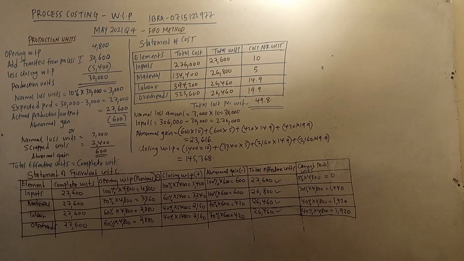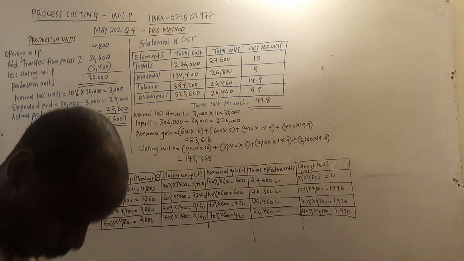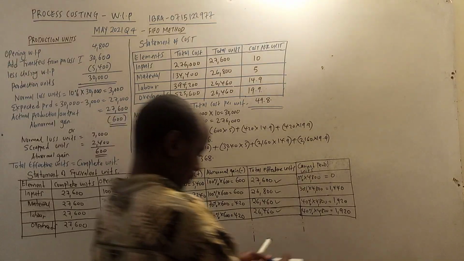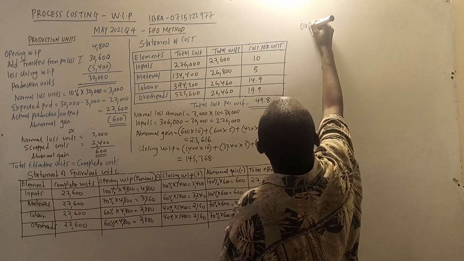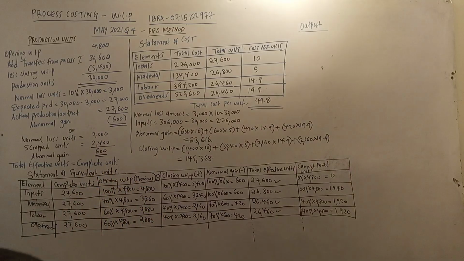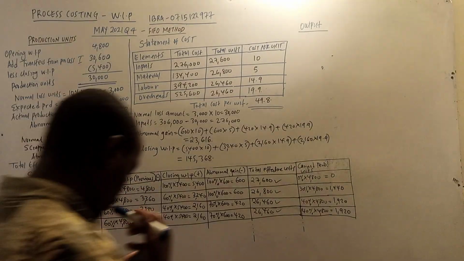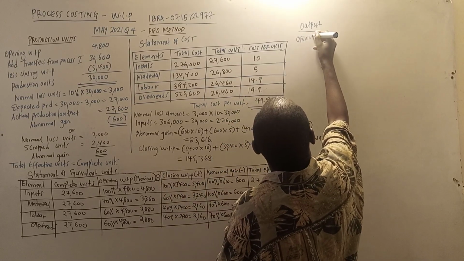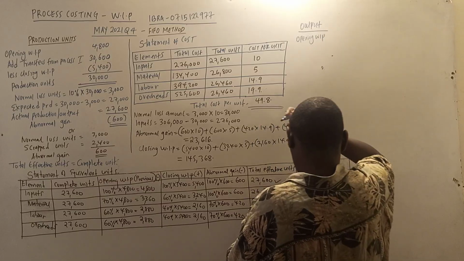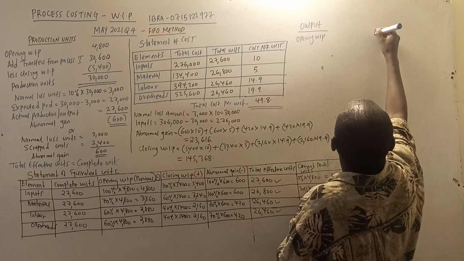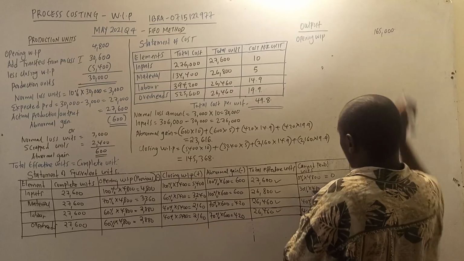Now we are dealing with one part, that is the output. To compute output, we prepare our process account. So allow me to prepare it here. Let me give you the format for output. Start with the opening work in progress. The amount, which is in information number 1, is 165,000.